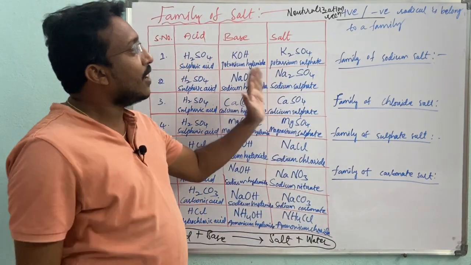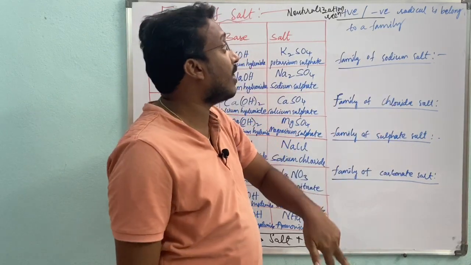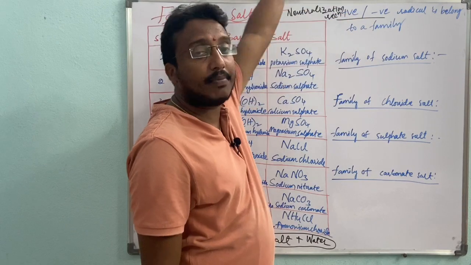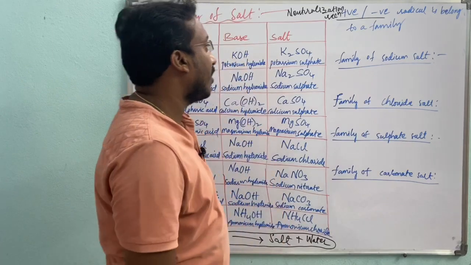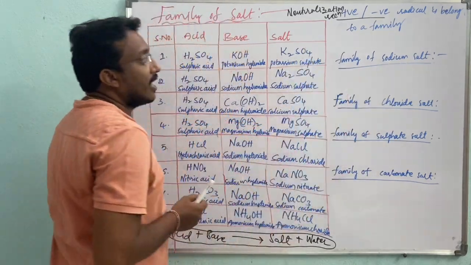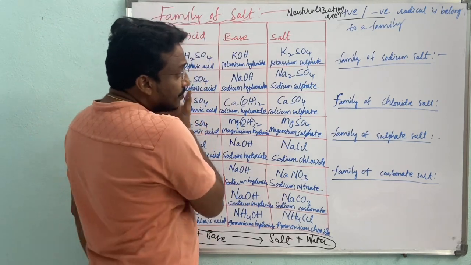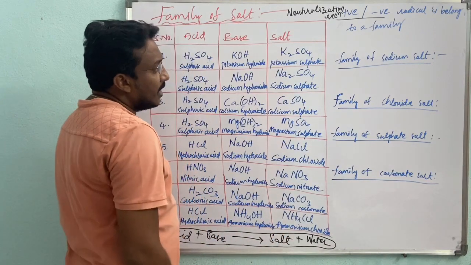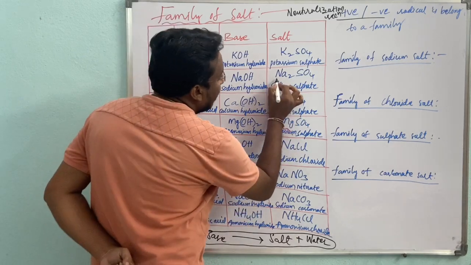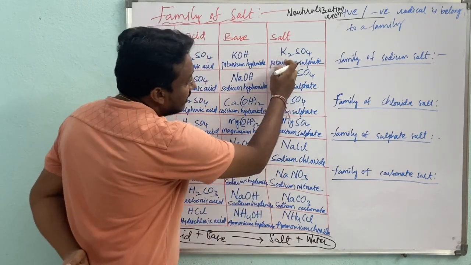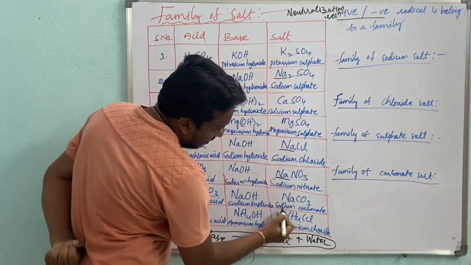From these, we are going to separate the salts into families. How do we classify the families? Salts which have the same positive radical or negative radical belong to one family. Here, the family of sodium salts: out of these 8 salts, those having sodium as the positive radical.